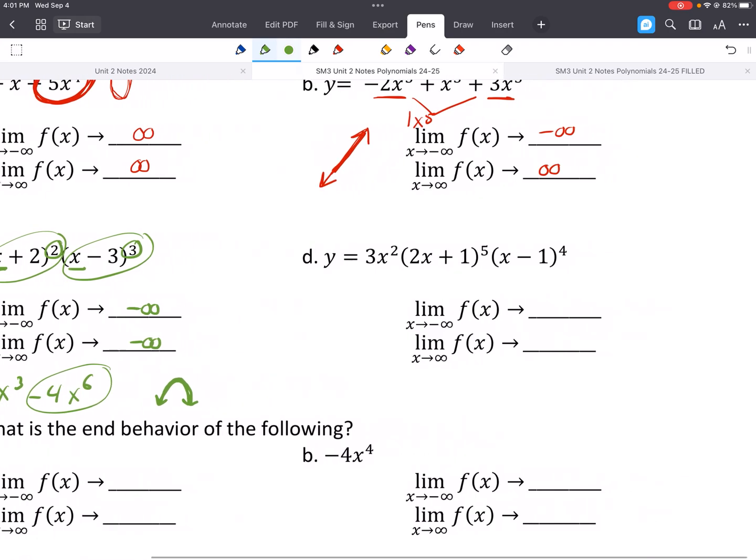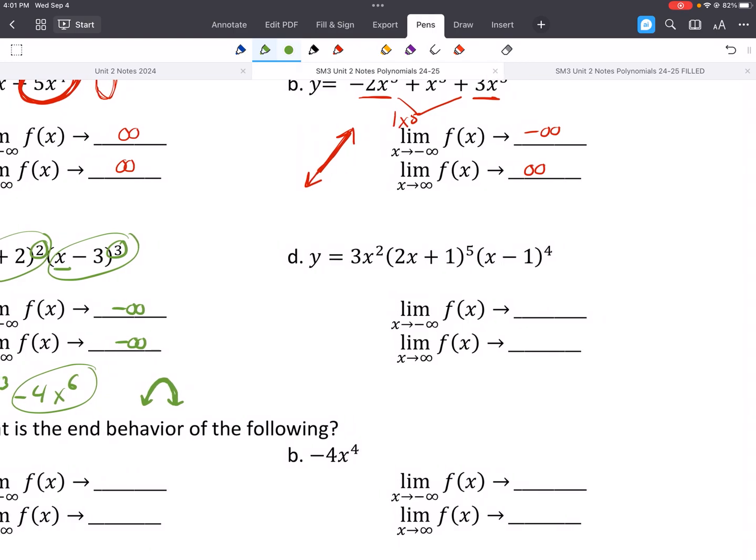Okay. Last one more. 3x squared, so that's one of our terms. We need to do the 2x to the fifth, and then we've got x to the fourth. So 2 to the fifth, again, probably need to use a calculator, but we've got 2 times 2 is 4, times 2 is 8, times 2 is 16, times 2 is 32.